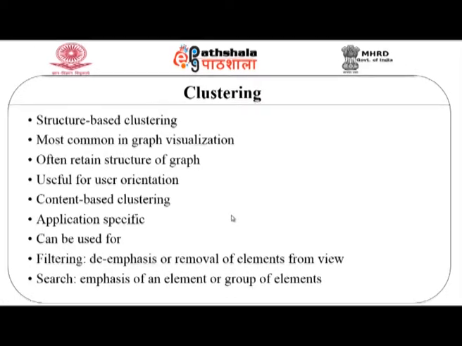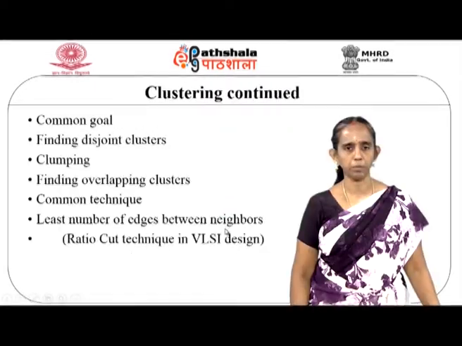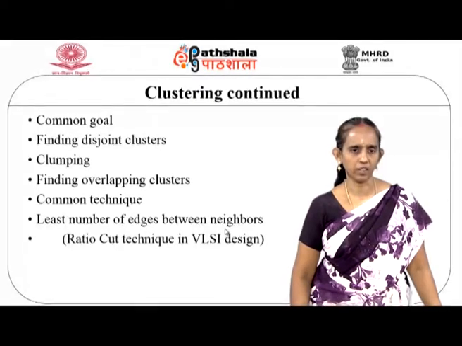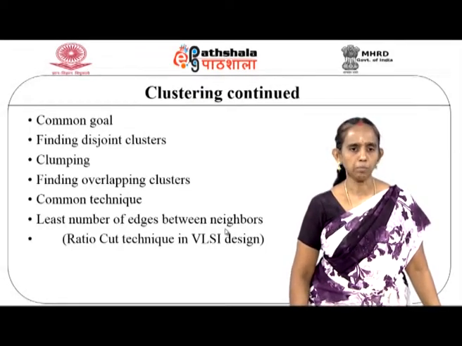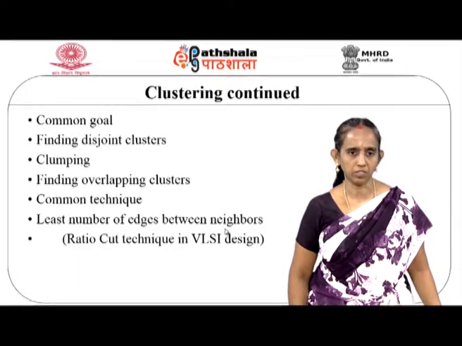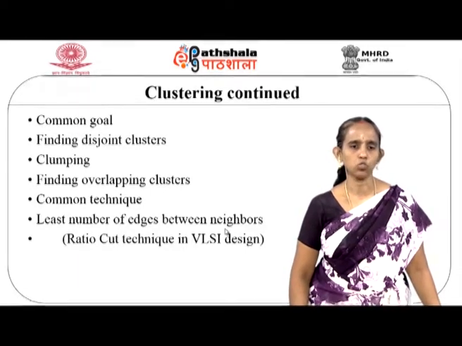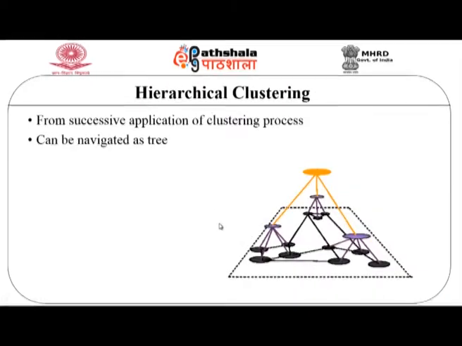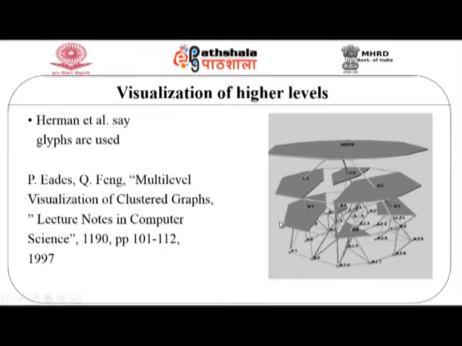Filtering is removal of elements from the view, and search is emphasis of an element or group of elements as such. The common goal of clustering is to find disjoint clusters. You can also try to clump them, that is, finding overlapping clusters. The common technique that is used is the least number of edges between the neighbors. So this follows a hierarchical clustering approach. Successive application of clustering processes can be navigated as a tree. So this is another visualization of higher layers.